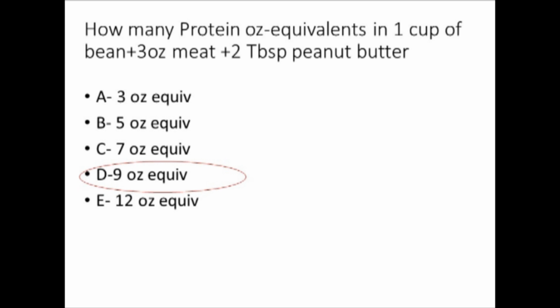So here's a question. How many meat and alternate ounce equivalents are found in 1 cup of beans, 3 ounces of meat, and 2 tablespoons of peanut butter? So remember, a 1/4 cup of beans is equal to 1 ounce equivalent. So we have 1 cup, that's 4 ounce equivalents of meat or protein. 3 ounces of meat, that's 1 ounce equivalent of protein for 1 ounce of meat. So 3 ounces would mean 3. So 3 added to the 4, that's 7. And then we have 2 tablespoons of peanut butter, remembering that 1 tablespoon is 1 ounce equivalent. So the answer is D, 9 ounce equivalent of protein.